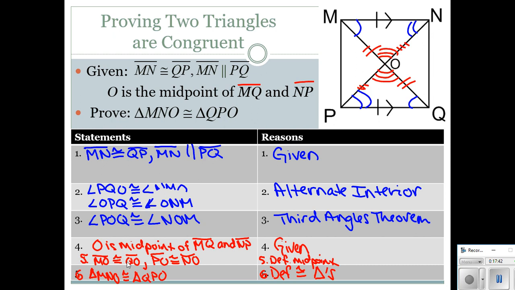MO is congruent to QO. PO is congruent to NO because of definition of midpoint. So this is right, given for number 4. Please write this 5 and write this 6. So 5, I'm going to show you.